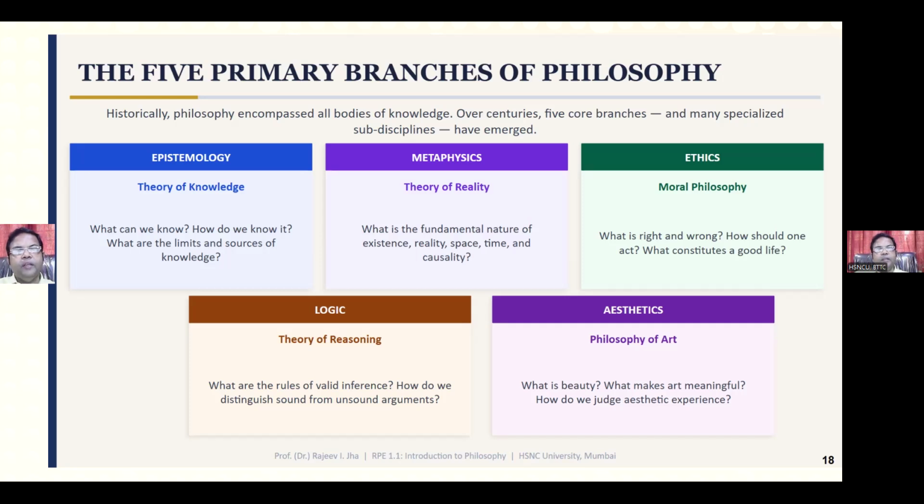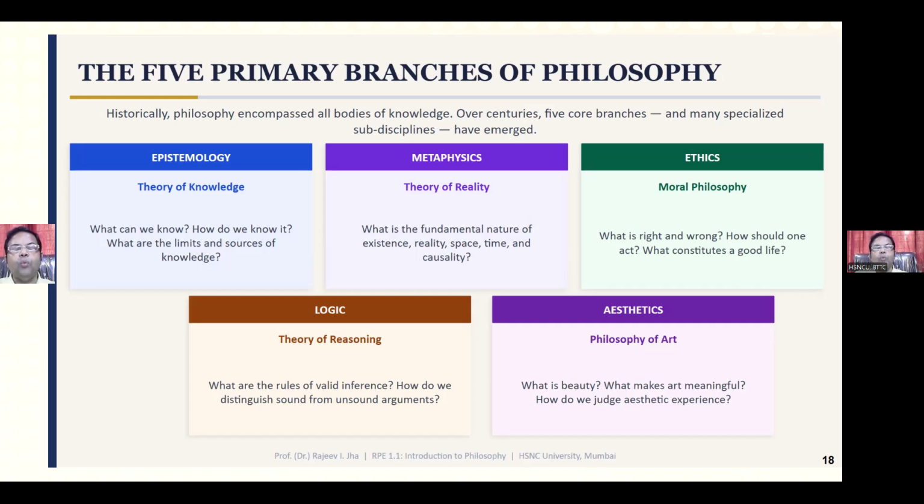Over centuries, 5 core branches crystallized. Epistemology asks about knowledge, what it is, how we acquire it, and whether we can be certain of anything. Metaphysics asks about reality, what exists, what the fundamental nature of existence is. Ethics asks about value, right and wrong, how we ought to act.